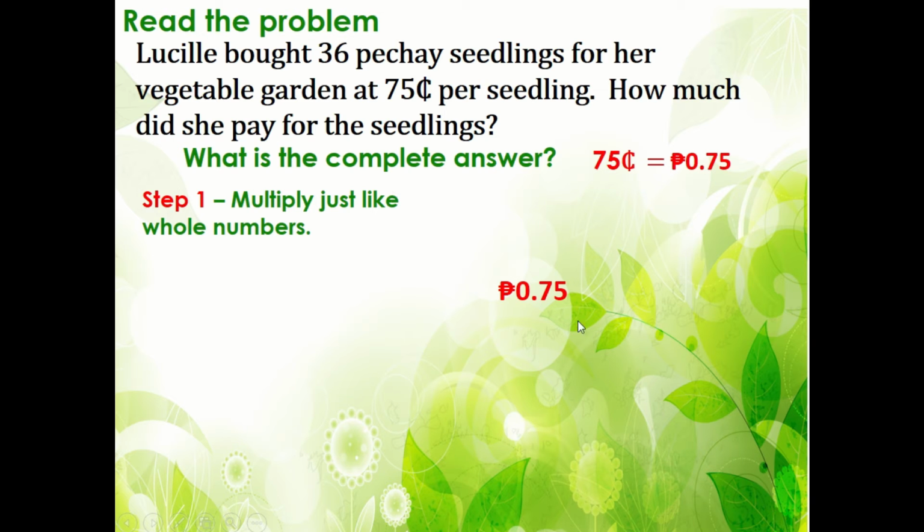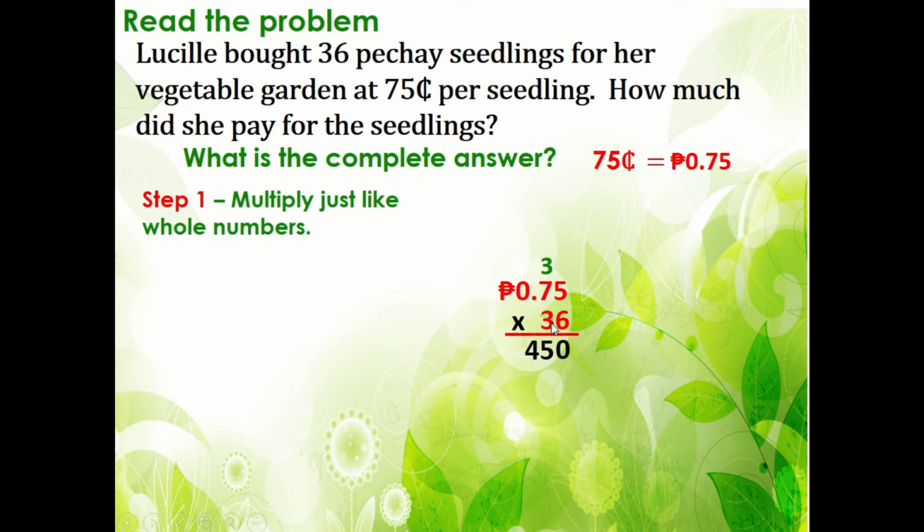So it says here, multiply just like whole numbers. So let's forget first the decimal point and multiply as if they are whole numbers. So 6 times 5, we have 30. So you're going to write 0 here and then write 3 here. 6 times 7 is 42 plus 3, we have 45. So we're going to write it here.